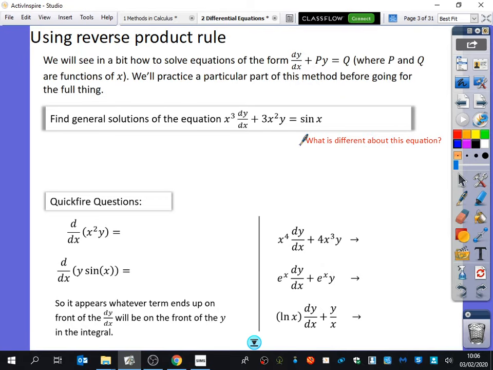There's a product of x and y, but it's being added to something. So no matter what you try and do here, you're unable to separate the variables. Okay, you're unable to separate the variables by having all the y variables over here dy and all the x variables over here dx. So you cannot do this, right?